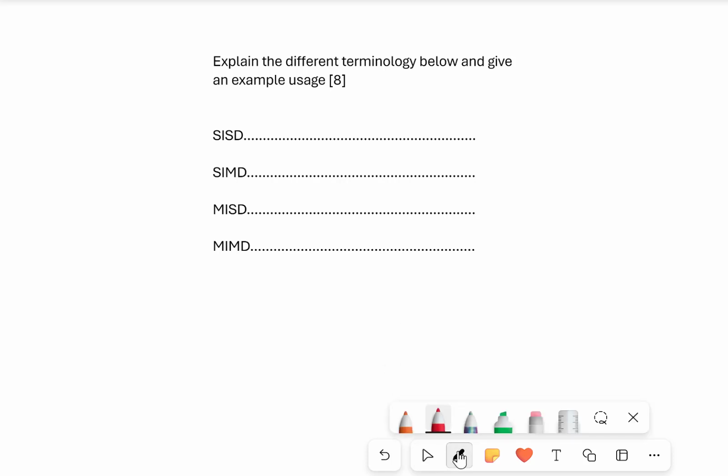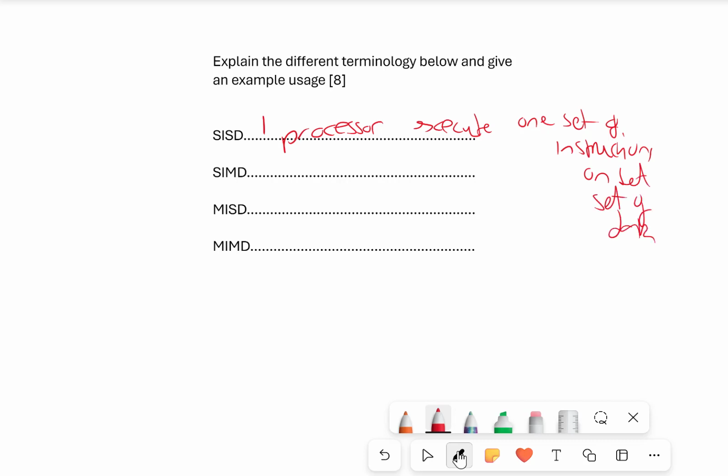Alright, so SISD. One processor which can execute one set of instructions on one set of data. So we're dealing with a traditional von Neumann, so fetch, decode, execute, which you've learned before, like an i3 single core processor on all computers.